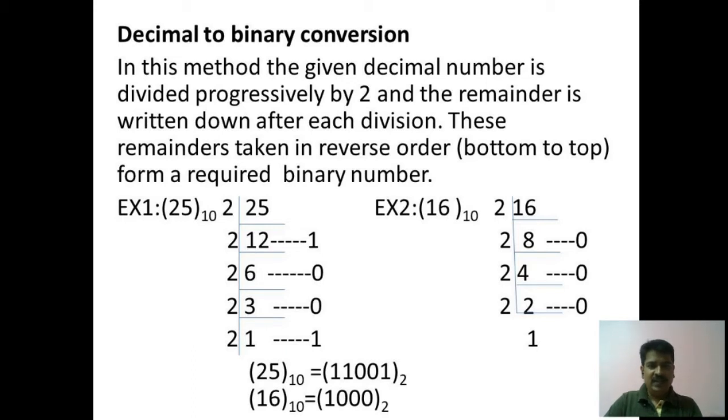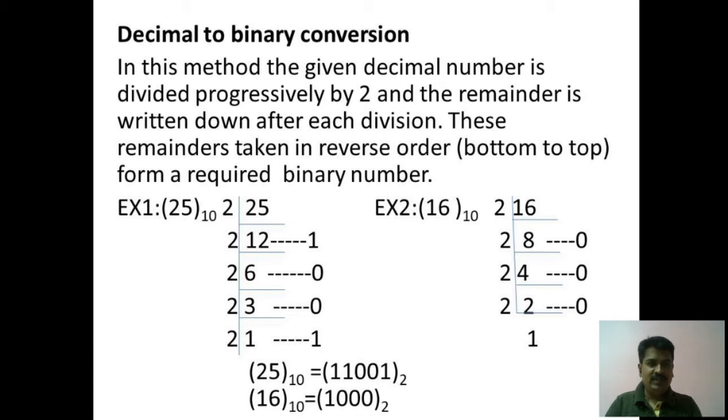This is 1. Now you write down all the remainders in the reverse order, that is from bottom to top. You will get the binary number equivalent to that decimal number. Now the answer is 11001. This is the answer. This is the binary number equivalent to the given decimal number 25.